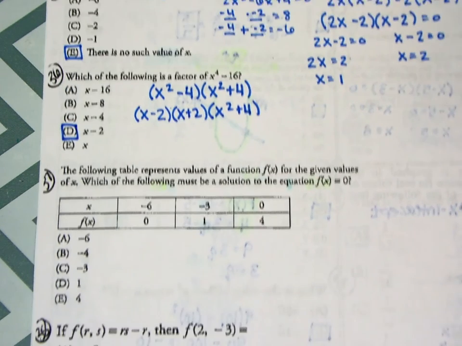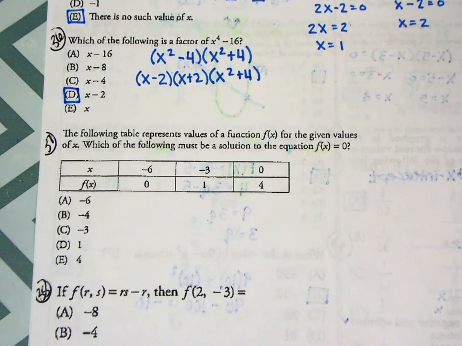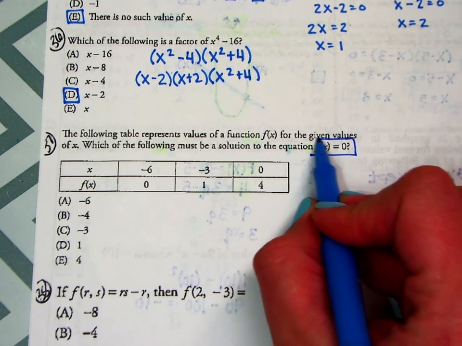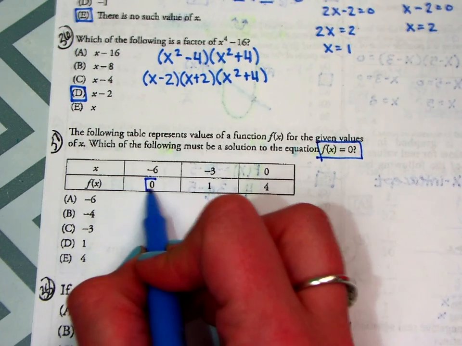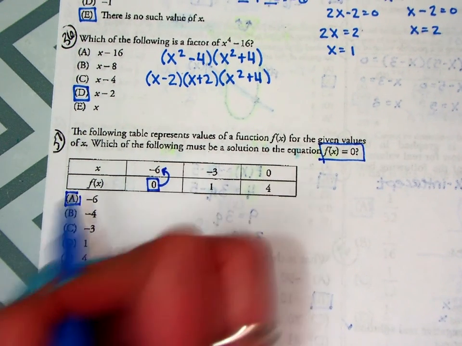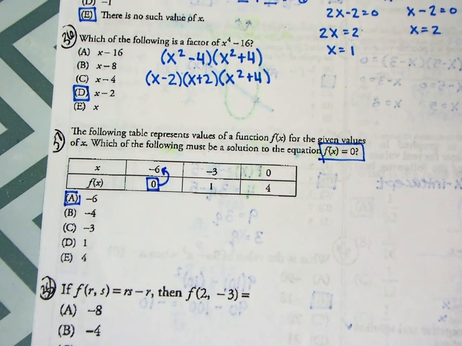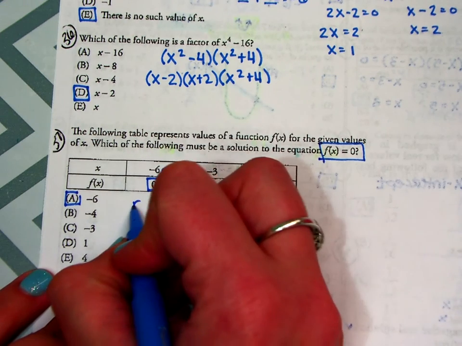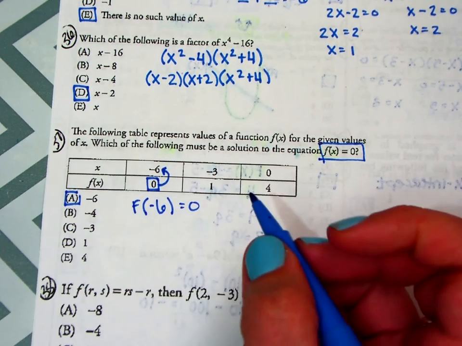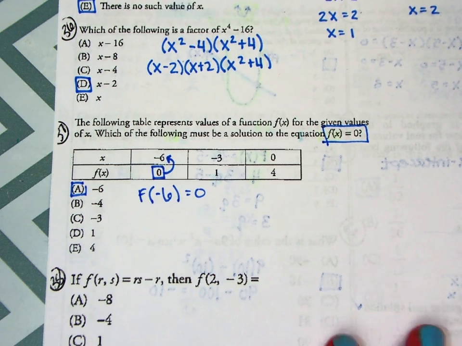All right, number 37, which of the following functions would f of x equal 0? So we're looking for f of x equaling 0. When does y equal 0? Y equals 0 at negative 6, which is option A. So at f of negative 6, it equals 0. So negative 6 is my answer because that is my value for x.